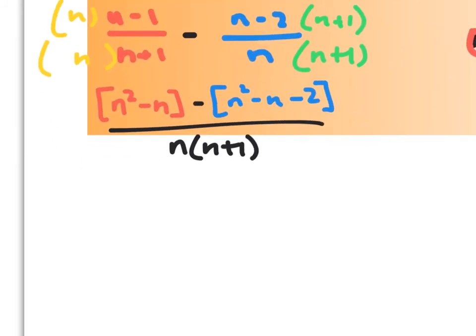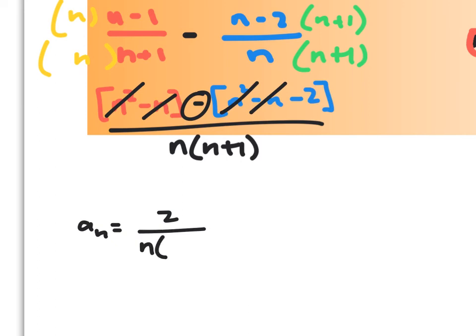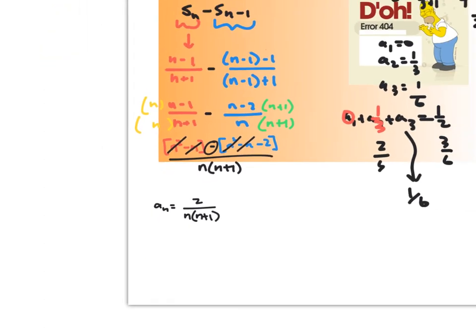So let's simplify and see what we get for a sub n. Right, all of this will equal a sub n. So n squared minus n squared, they're gone. Negative n minus a negative n, they're gone. Negative 2 minus a negative 2 would be a plus 2. So a sub n can be written in this way. Awesome.